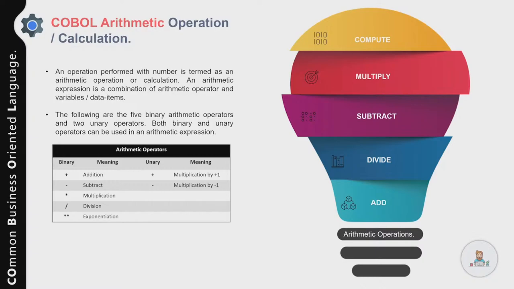So the first binary operator is plus, which is used for addition. After that, you have minus, which is used for subtraction. After that, you have asterisk, which is used for multiplication. Thereafter, you have forward slash, which is used for division. After that, you have 2 asterisks, which is used for exponentiation. And the first unary operator is plus, which means multiplication by plus 1. And the next one is minus, which means multiplication by minus 1.